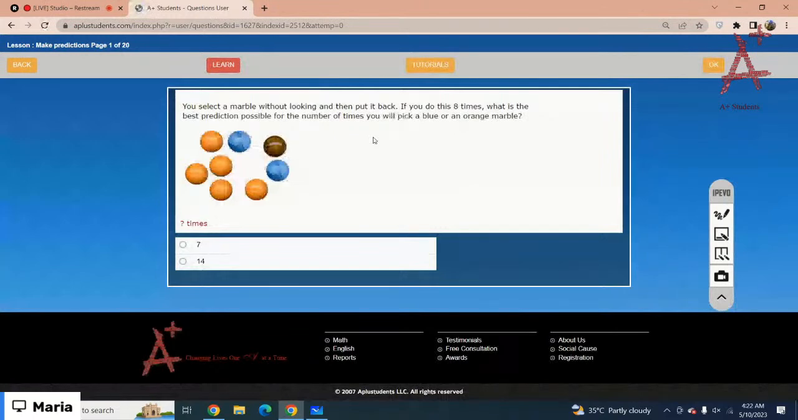Okay, you selected a marble without looking and then put it back. If you do this 8 times, what is the best prediction possible for the number of times you will pick a blue or an orange marble?